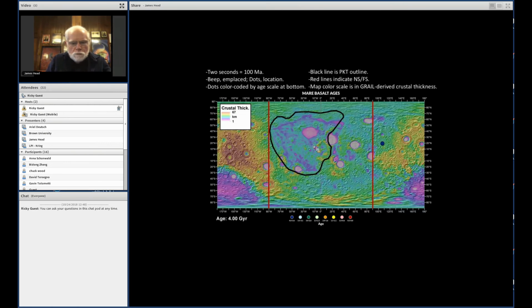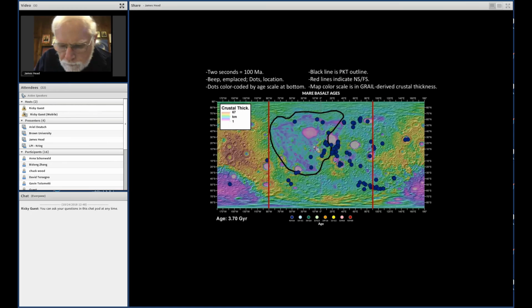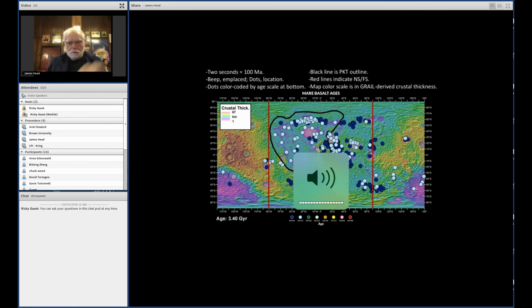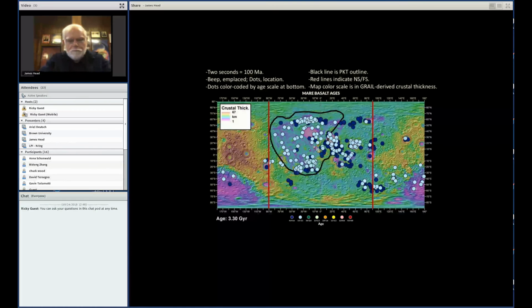Where is the oldest mare basalt? Where is the youngest mare basalt? Is there a near side, far side distribution difference, et cetera? Okay, so with any luck here, you can see that it started in the eastern part of the near side and has now increased to broader scale areas here, okay?